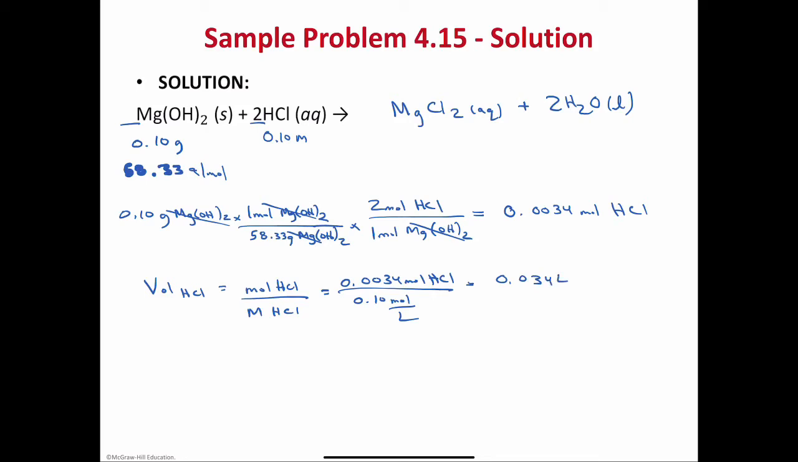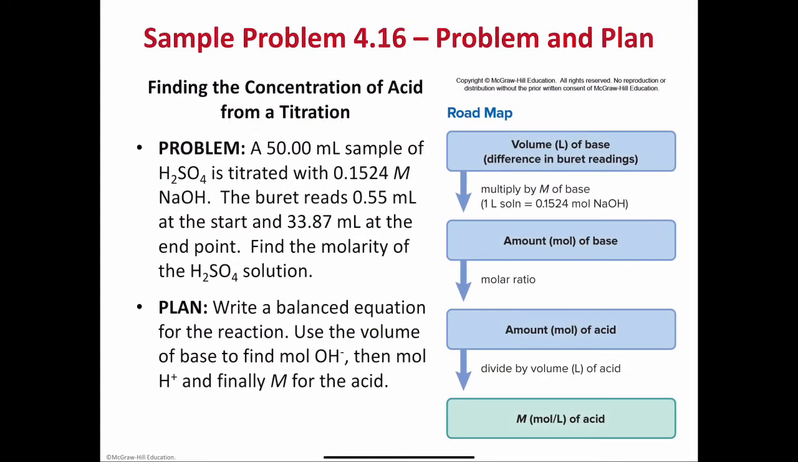0.034 liters of HCl. I'm just going to do the quick conversion factor to put that into milliliters. So there's 1,000 milliliters in 1 liter. So if I multiply this number by 1,000, I get 34 milliliters. There we go. So 34 milliliters. Anyhow, let's move on and take a look at another problem.